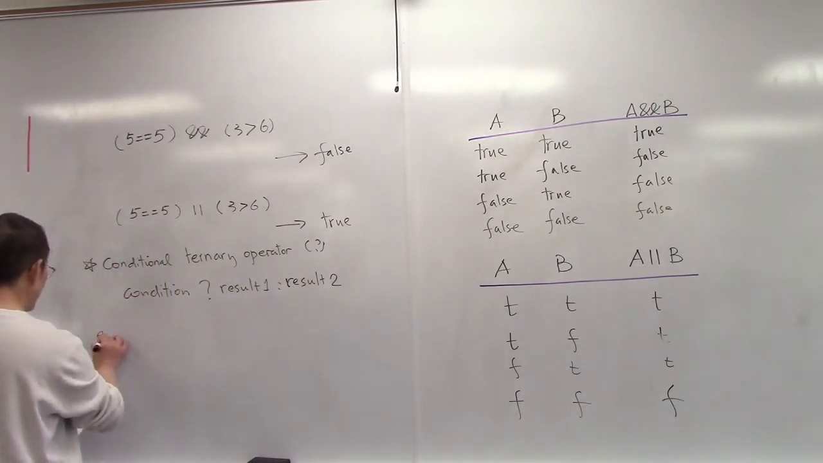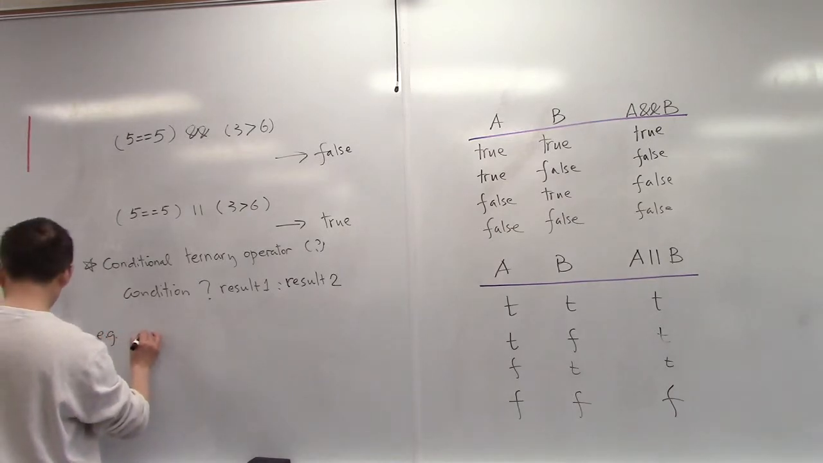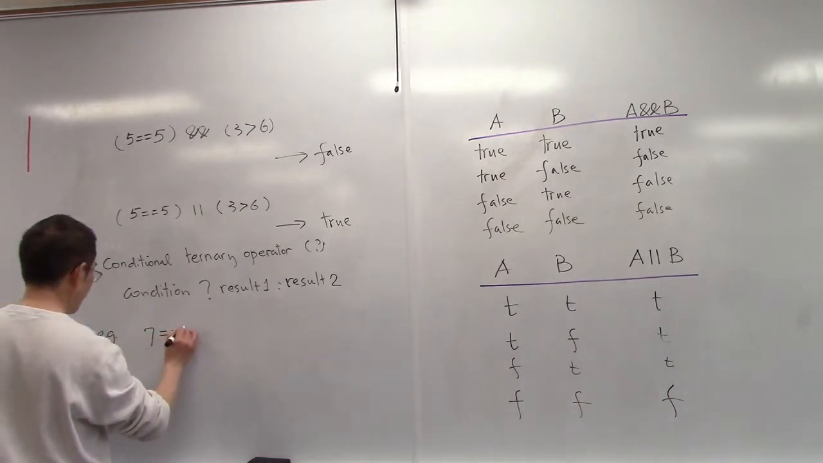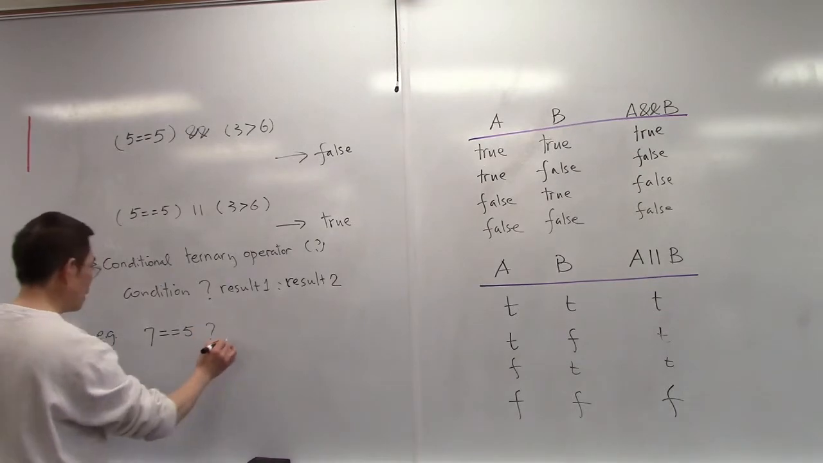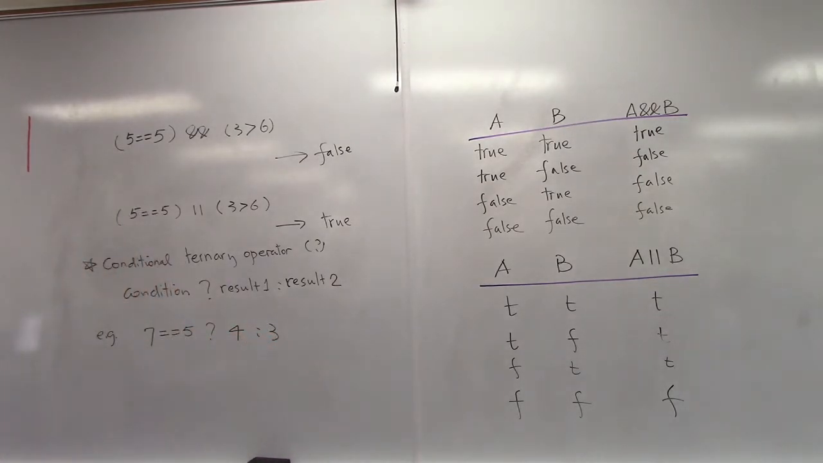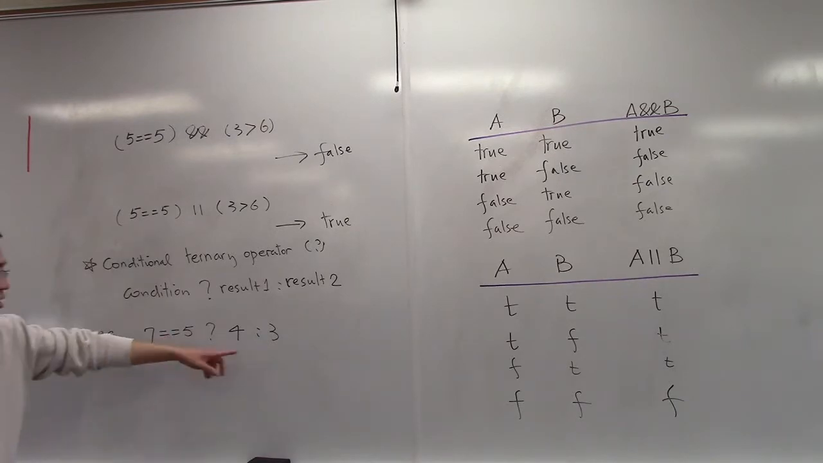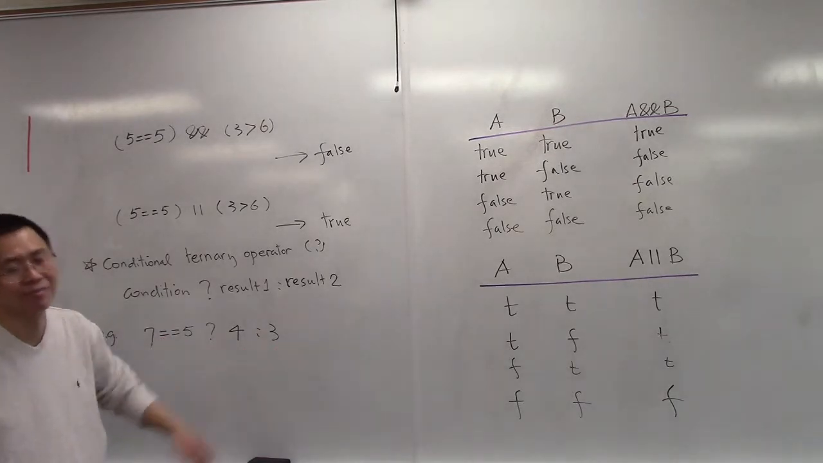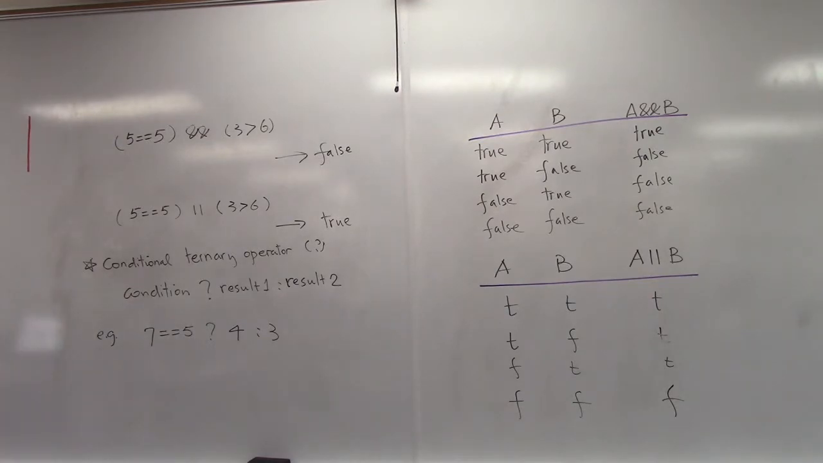Therefore, for example, 7 equal 5, question mark 4, colon 3. So what is the value of this whole expression? 3, right? Because this is obviously false. 7 is not equal to 5. So this is false. If it's false, take the second value, which is 3. Okay.